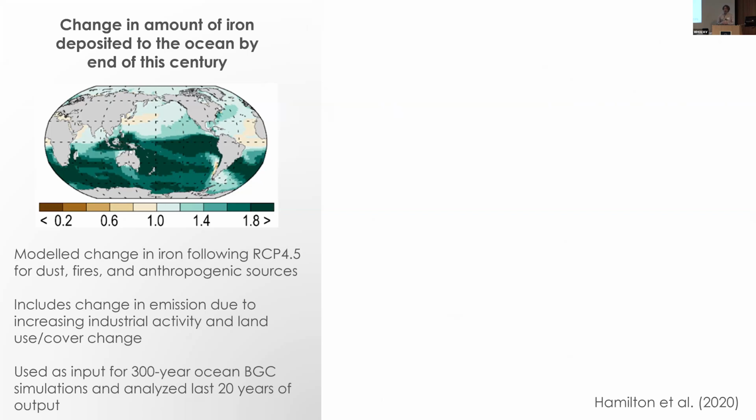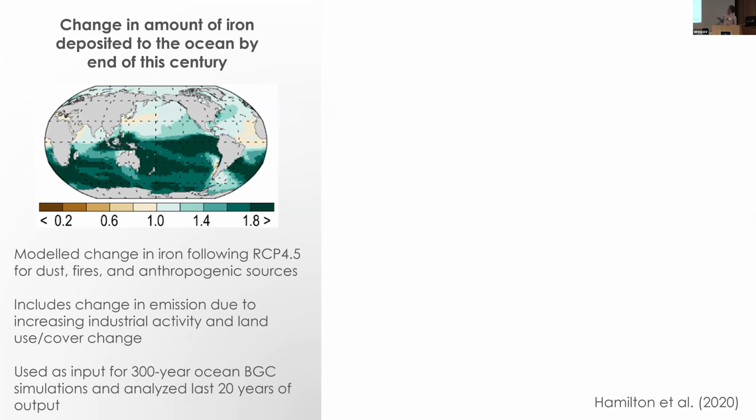And we looked at the change in soluble iron deposition fluxes to the oceans from 3 different sources which might be susceptible to either climate change or changing anthropogenic activity: dust, fires, and anthropogenic sources themselves. We found that dust didn't change very much.